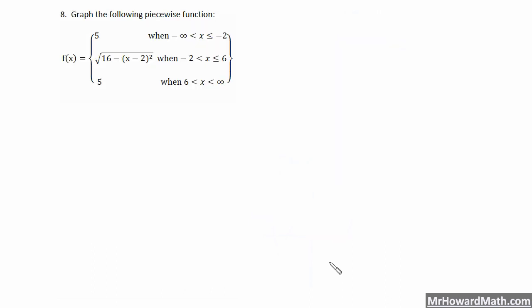Alright, question 8 asks us to graph this piecewise function. Alright, so let's draw an axis here. So we have y equals 5, so that's a horizontal line segment from negative infinity to negative 2. So if that's negative 2, 1, 2, 3, 4, 5, so that would be a solid circle because it's at negative 2, it's defined here, it's filled in. So it would be to the left like that.